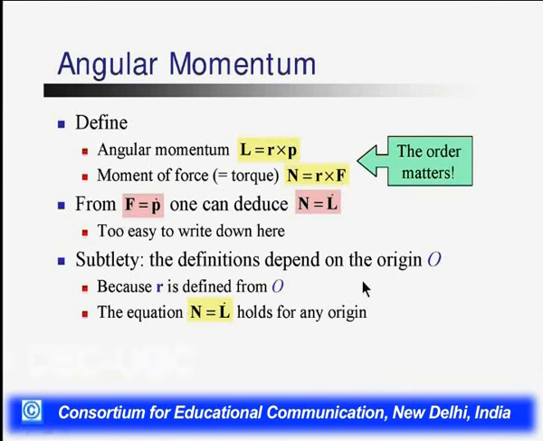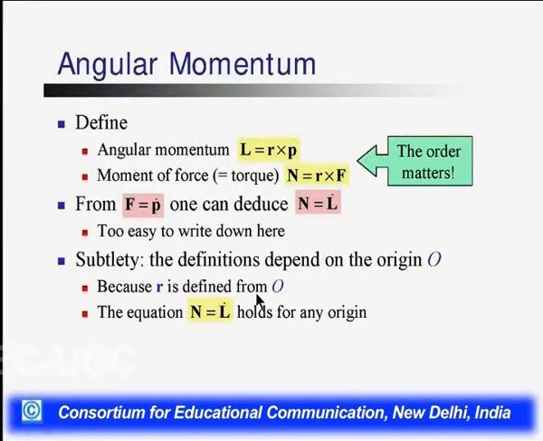Now that definition depends upon the origin. What is the origin of that? Here R is the position, and R is defined from the origin O to the particle. The equation N is equal to L dot holds for any origin. We can take any origin, and then we can define this torque as N is equal to L dot, which is the angular momentum of the particle.